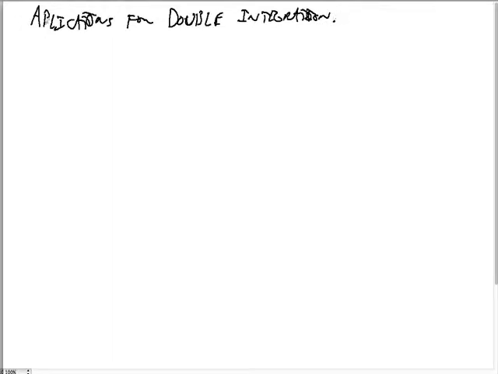Okay, so today we're going to talk about applications for double integration. One application is probability.